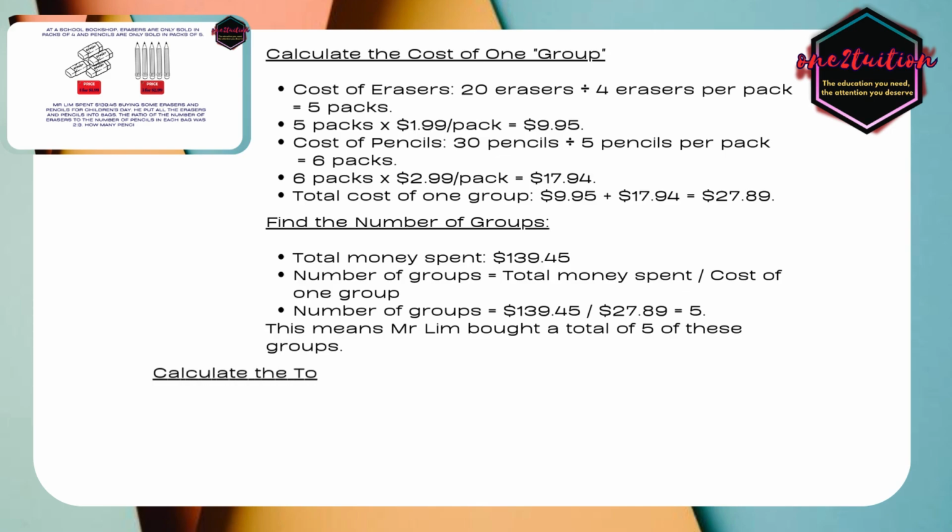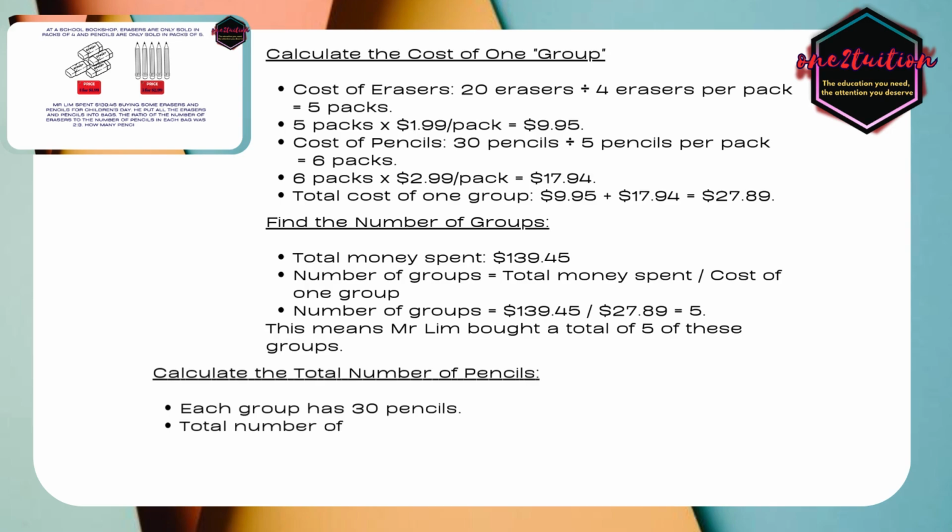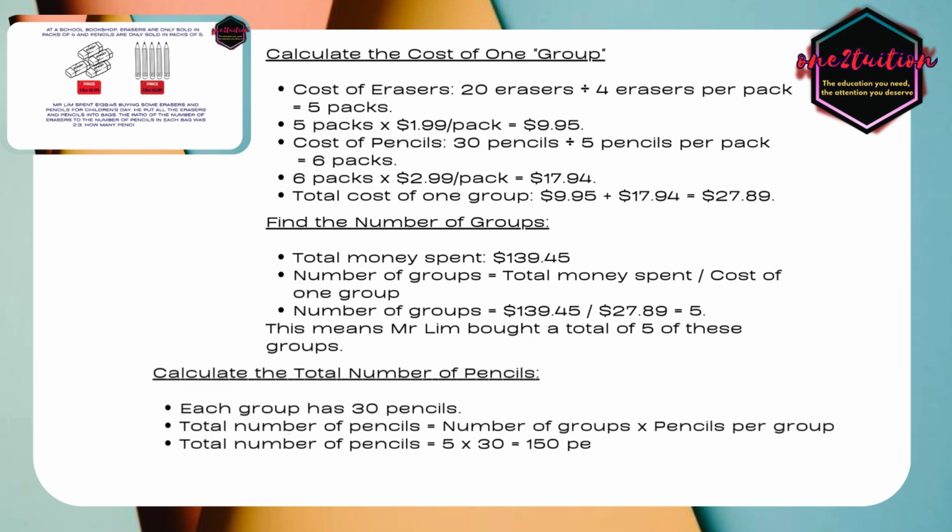Calculate the total number of pencils. Each group has 30 pencils. Total number of pencils equals number of groups times pencils per group. Total number of pencils equals 5 times 30, which equals 150 pencils. Answer: Mr. Lim bought 150 pencils.